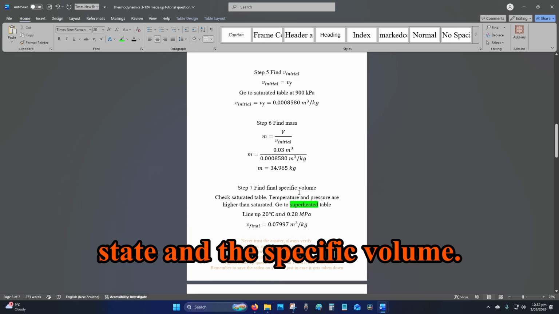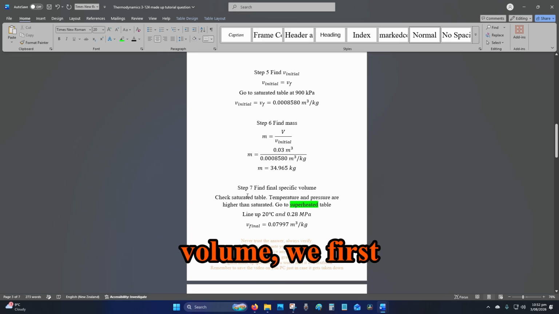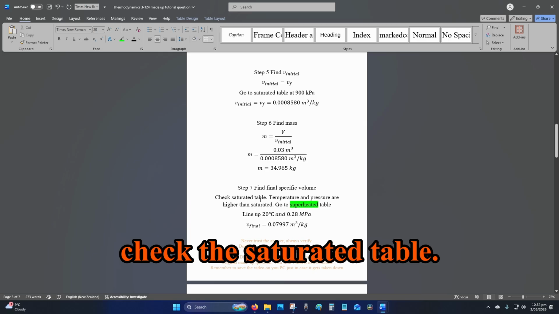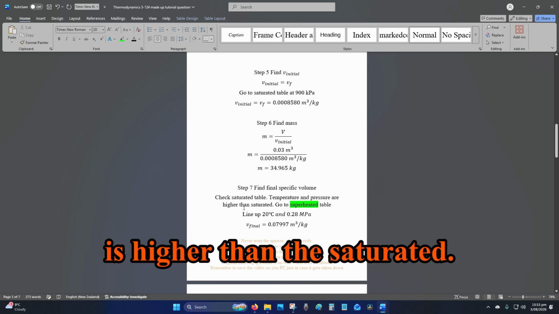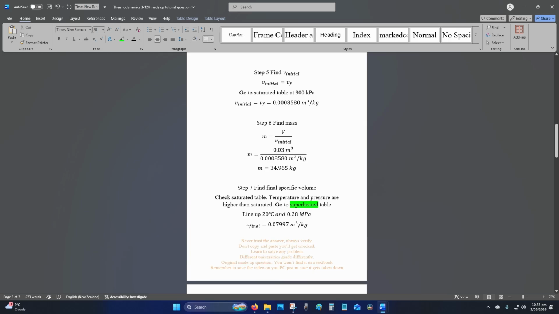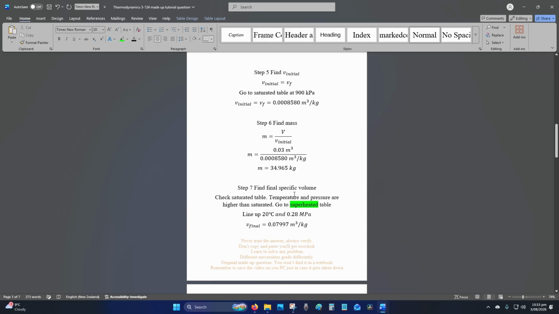Step 7, find the final state and the specific volume. So when we find this final specific volume, we first check the saturated table. We find out the temperature and pressure is higher than the saturated. So we go to the superheated table. So our prediction is correct. It is a superheated state.